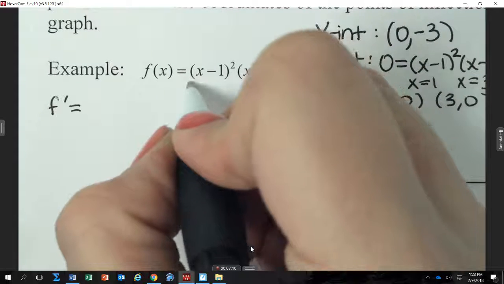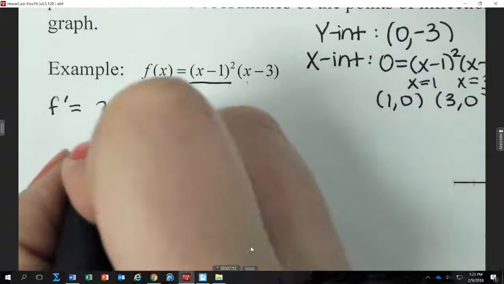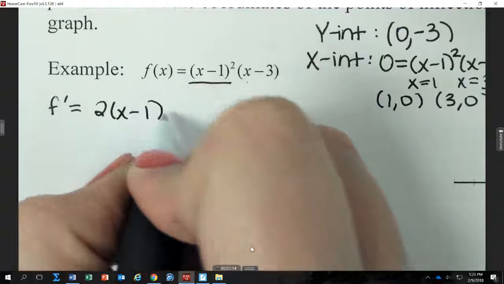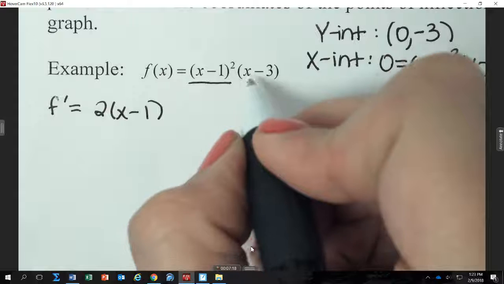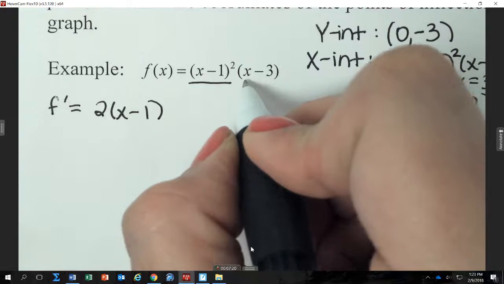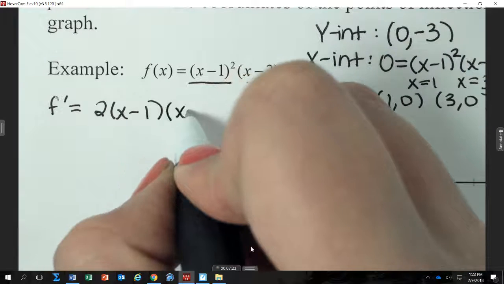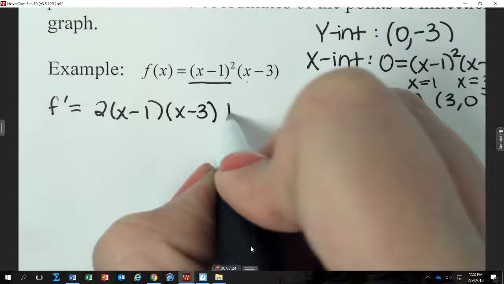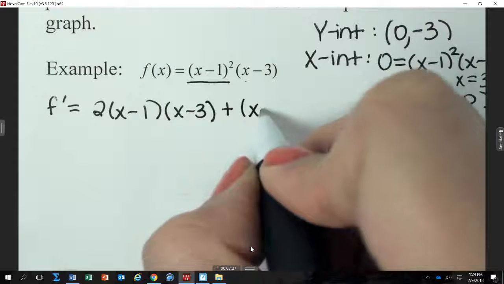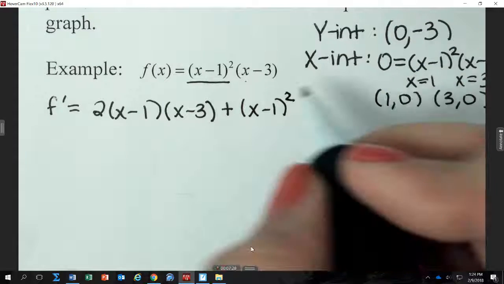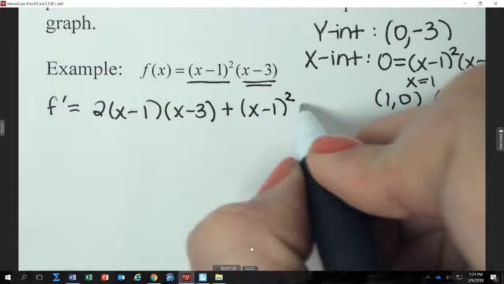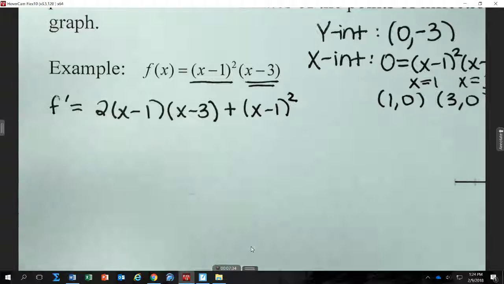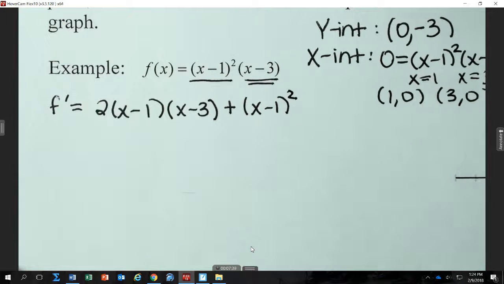So I'm going to take the derivative of the first. So that's going to be 2 times x minus 1 times 1, but I don't need to write that in. Derivative of the first times the second. So the second would just be x minus 3 plus the first, x minus 1 squared, times the derivative of the second. The derivative of x minus 3 is just 1. Okay, so I'm not going to write in times 1. It's really not necessary. Okay.